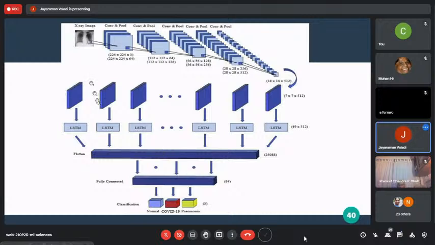So the X-ray image is passed to a set of CNN layers. The output of the fully connected CNN layer is now sent to a series of LSTM cells, and finally you get the fully connected layer, and output is now predicted as normal X-ray or COVID image or pneumonia image.